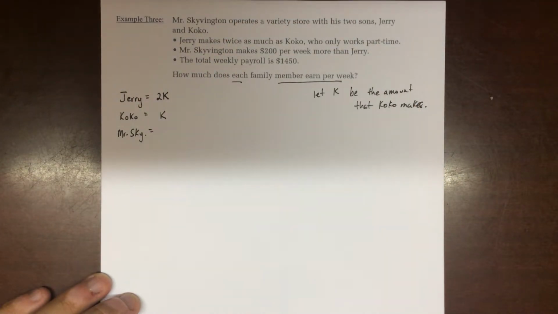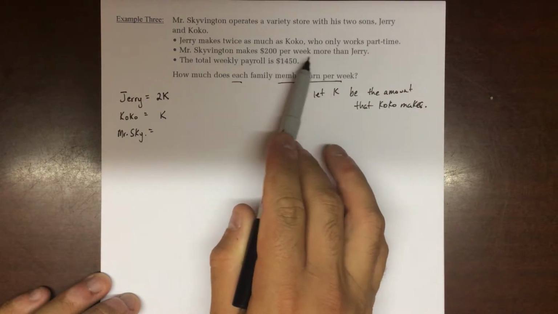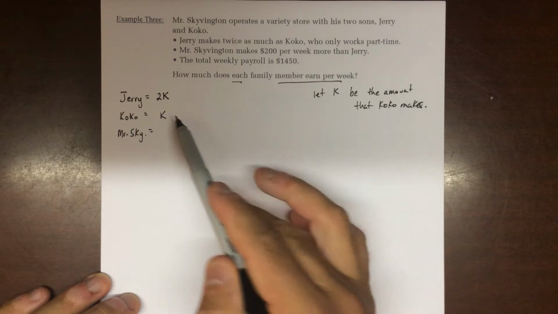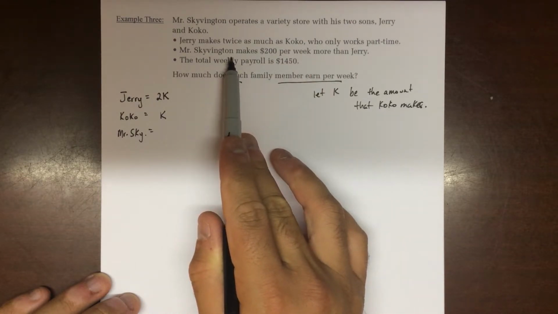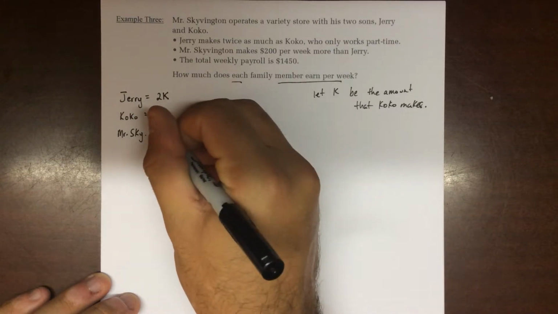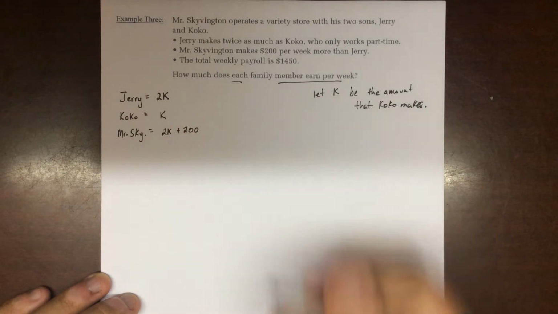And now what do they tell us about Mr. Skivington? Well, Mr. Skivington makes $200 per week more than Jerry. Well, Jerry makes 2K. If Mr. Skivington makes 200 more than that, we could say 2K plus 200.